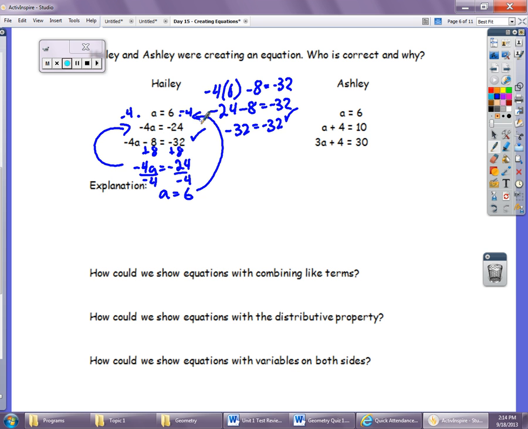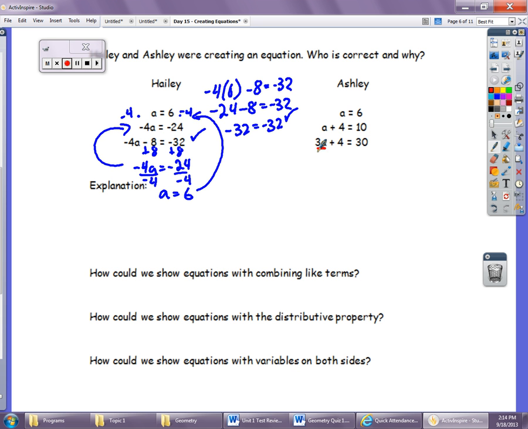And then we look at Ashley. Well, she says a equals 6, and then a plus 4 equals 10. Well, we added 4 to this side, we added 4 to this side. 3a plus 4 equals 30. Well, we multiplied a by 3, so we multiplied 10 by 3. So it looks like her equation is also correct. But she forgot to do one thing, which is a very common mistake.